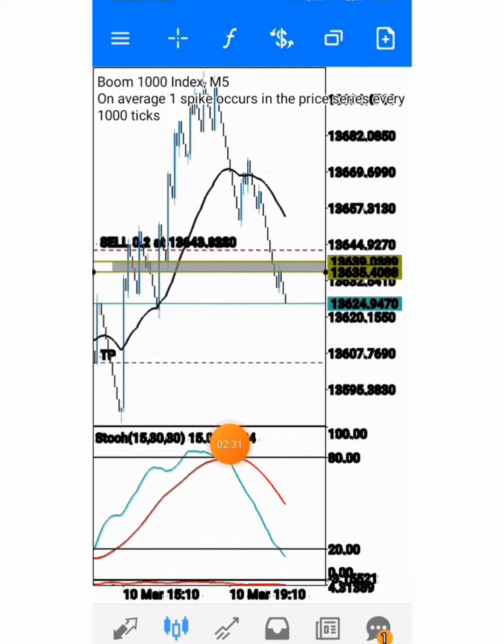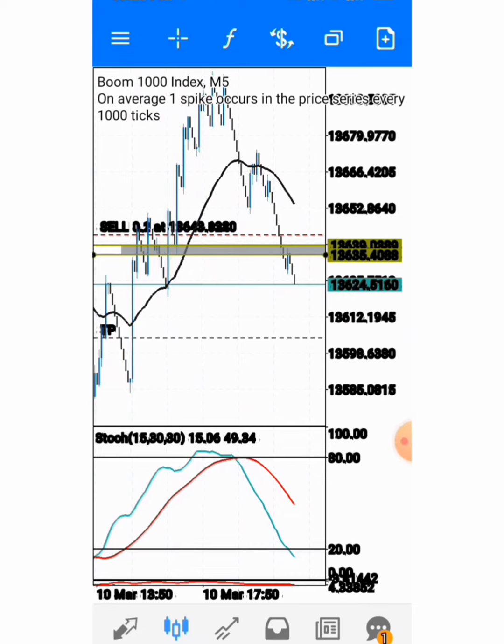So immediately you see the price reaching this 80 level as overbought, immediately it crosses, then find a perfect entry to sell the market and take your TP at this 20. Before you buy, the market must have reached this 20 level, which is the oversold. Yeah. So let us backtest to know if this strategy works.